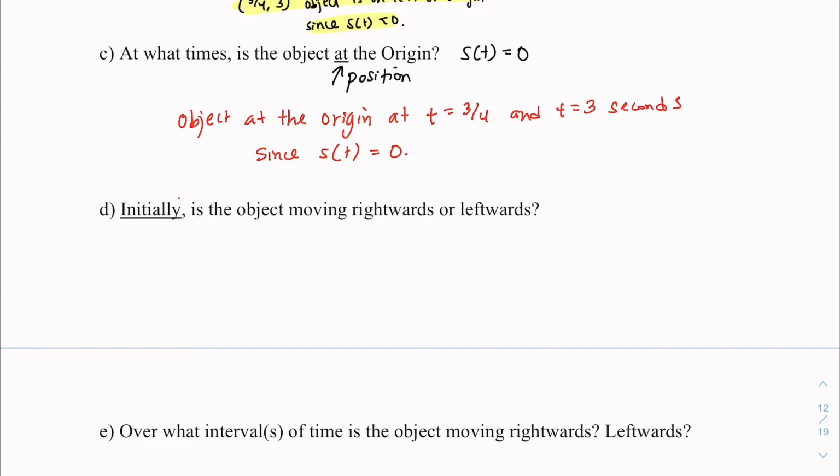Okay, D says initially is the object moving rightwards or leftwards. So this keyword initially tells me that we're evaluating at the start of time, right? At time equals 0. You should always make this connection. Initially, that means time equals 0. Now it says, is the object moving rightwards or leftwards? So which should we be evaluating? Position, velocity, or acceleration? Which one deals with motion, movement, right and left?